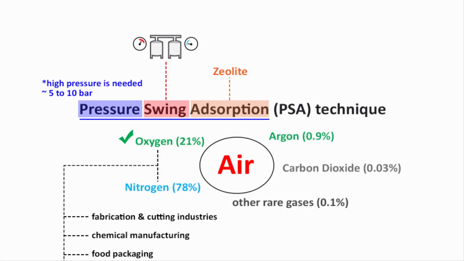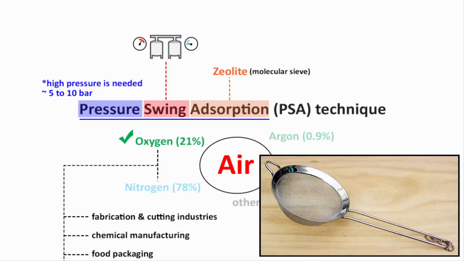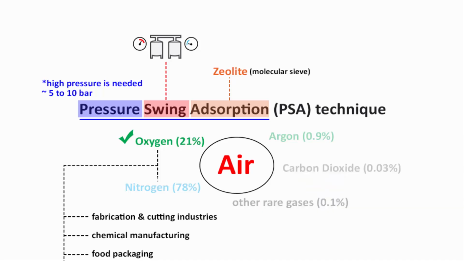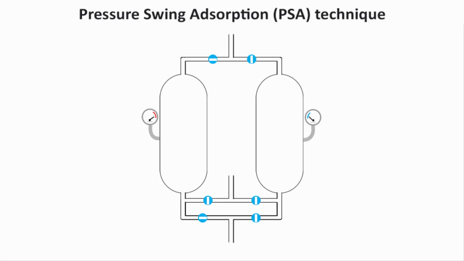It is because of this adsorbent that oxygen gets separated from air. That is why zeolite is also called a molecular sieve. You must have seen a sieve in your kitchen. It is used to separate unwanted materials. In a similar sense, zeolite separates materials at the molecular level. Now let's see how PSA technology works.